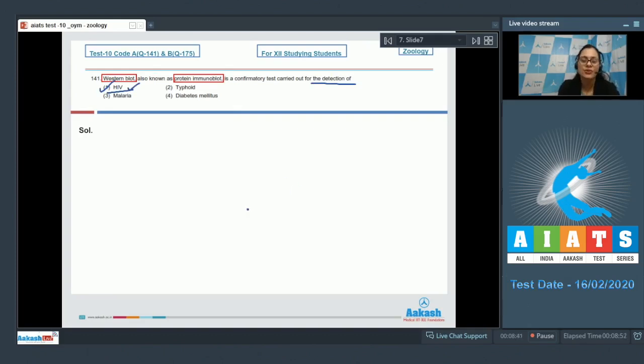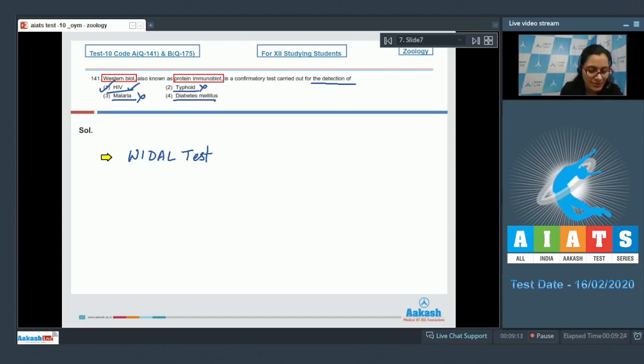Let's discuss rest of the options. The next option is typhoid, and this is an incorrect option because Vidal test is a serological test used for diagnosing typhoid fever. The next option is malaria, and this is an incorrect option because conventional microscopic examination of blood smear is the gold standard for malaria diagnosis.